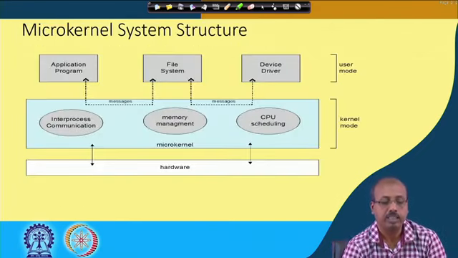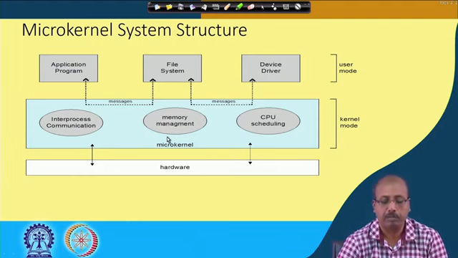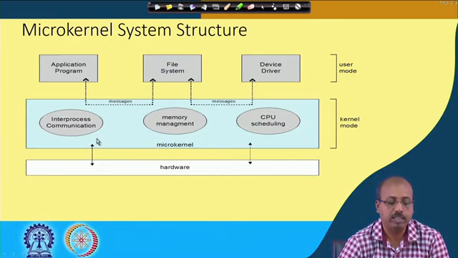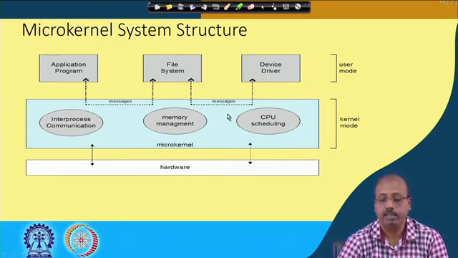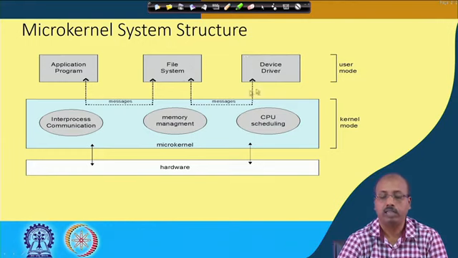So, this is a typical structure of a microkernel. Basically, on top of hardware we have the microkernel, and the microkernel has inter-process communication primitives, memory management and CPU scheduling policy. They consist of this kernel mode of operation, and other operations like application programs, file system and device drivers all run in the user mode only.